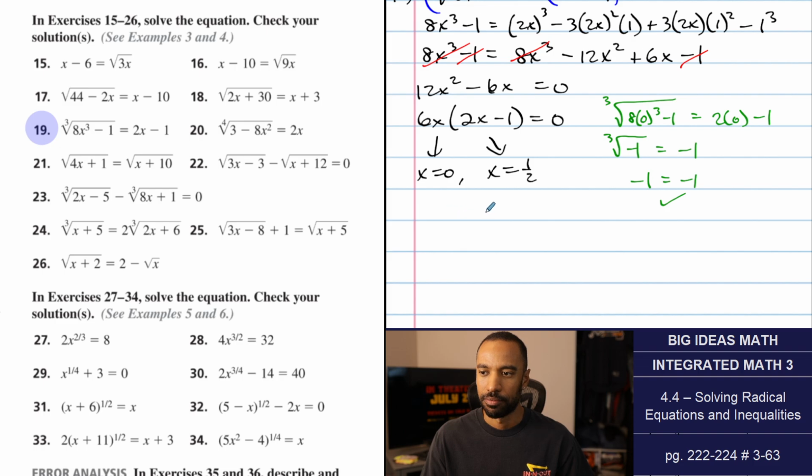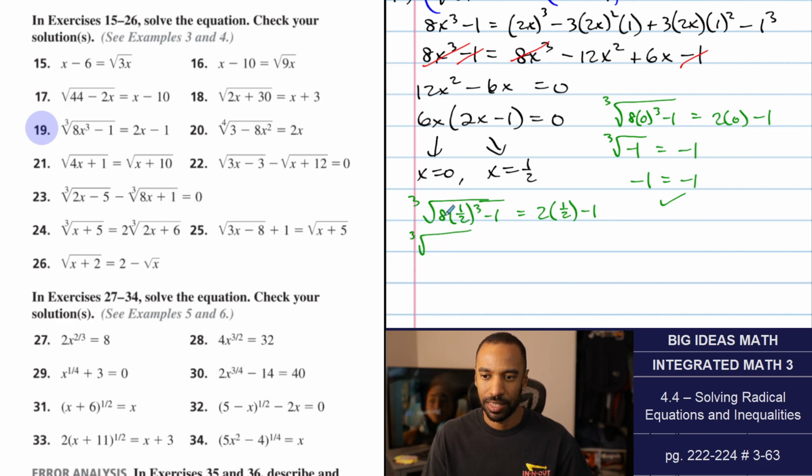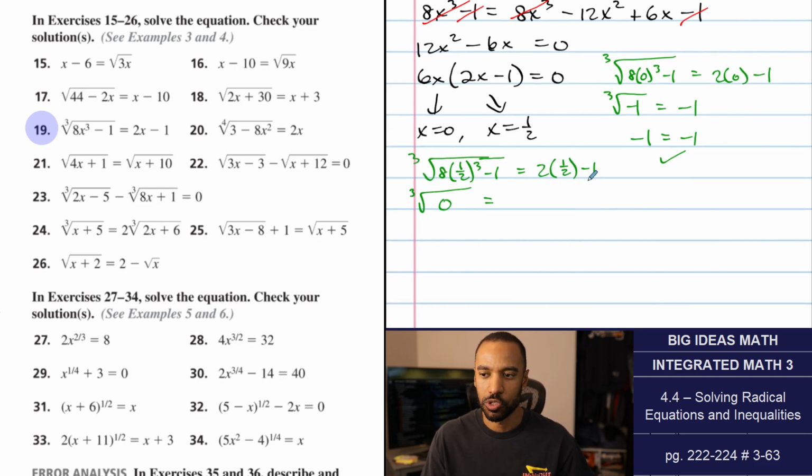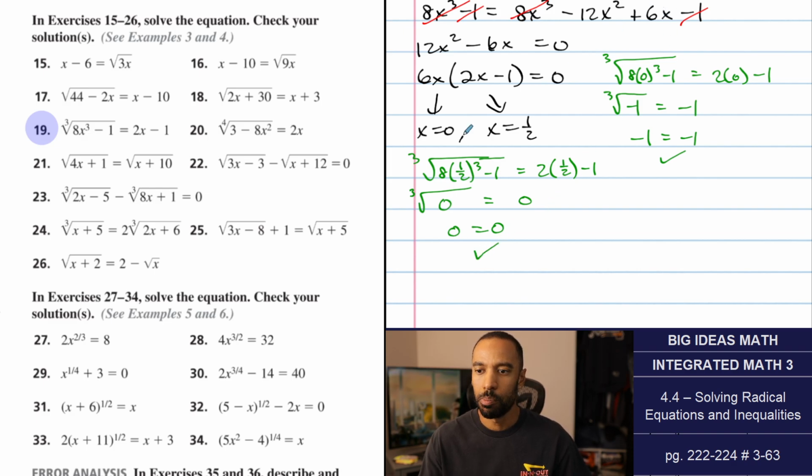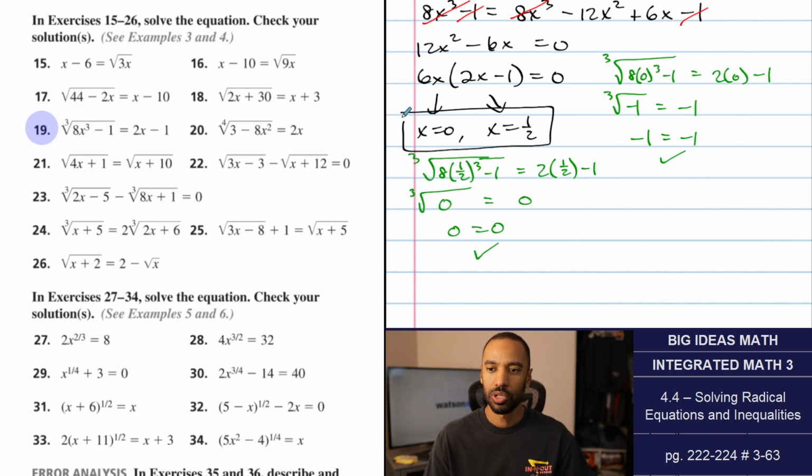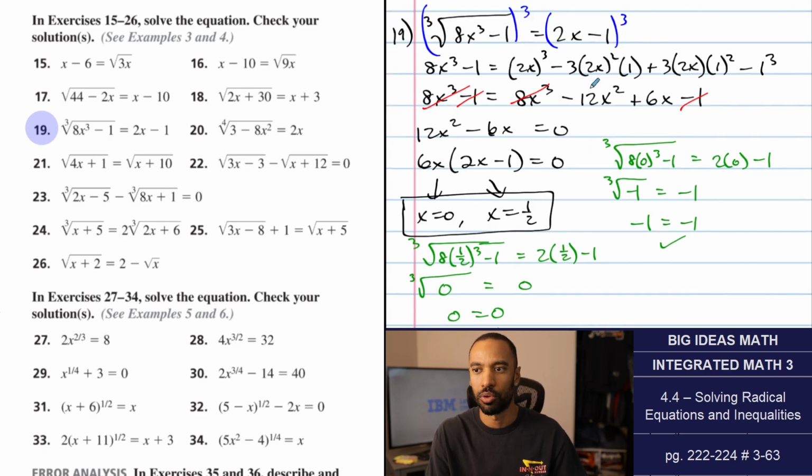Let's try 1/2. Just write it over here. Cube root of 8 times 1/2 cubed minus 1. See, this expansion filled up all the space. Equals 2 times 1/2 minus 1. 1/2 cubed is 1/8. 8 times 1/8 is 1. 1 minus 1 is 0. You get cube root of 0. 2 times 1/2 is 1 minus 1 is 0. Cube root of 0 is 0. 0 equals 0. It checks out. So both work. There are two solutions to this one. They actually do both work out.